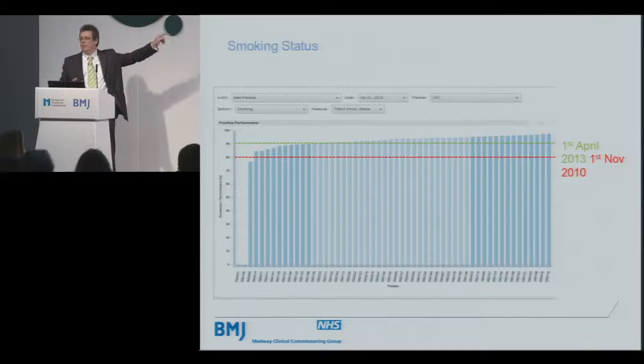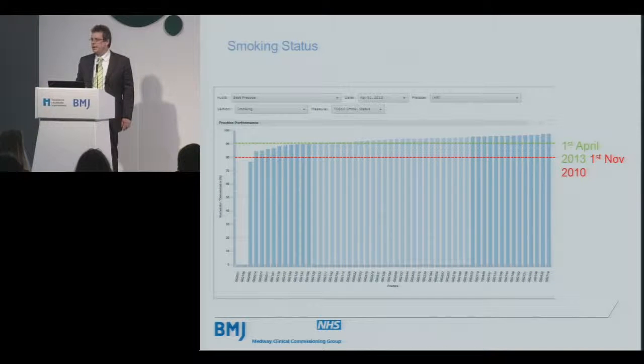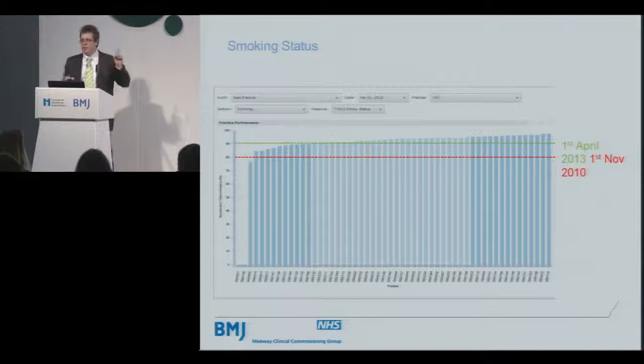2,421 fewer patients smoke in 2013 than in 2010 on that data set. So not only have we increased the recording, but we know that fewer patients smoke. Every patient that smokes, there's a little prompt. It says, talk to them about smoking. It's every time they come through the door.